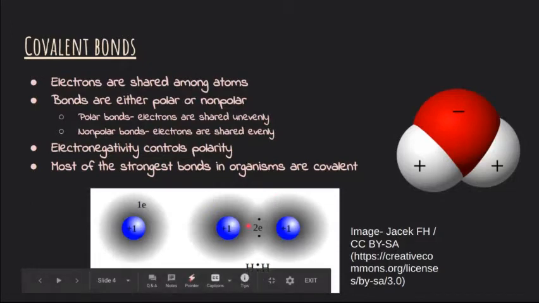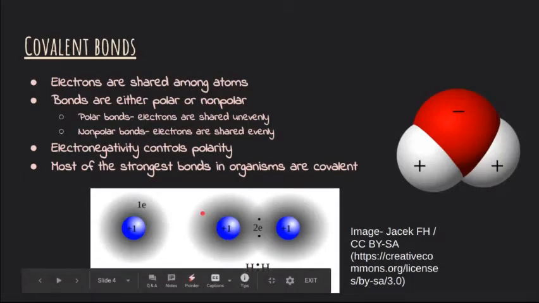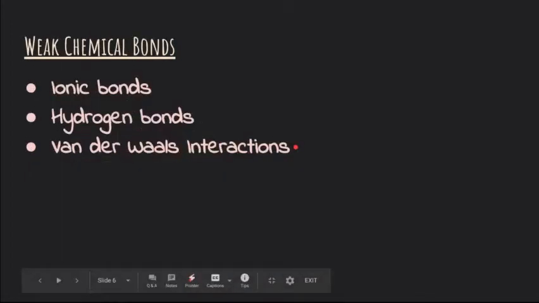In this image, we have an example of a non-polar bond. This is a bond formed between two identical atoms, which means two hydrogens. The bonds formed between two identical atoms are almost always going to be non-polar because neither one is more electronegative than the other. They have the same electronegativity. The strongest bonds in organisms are covalent bonds, which makes them very important in life.